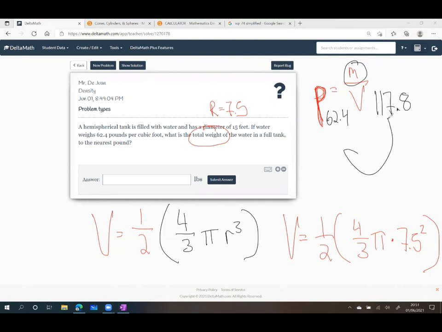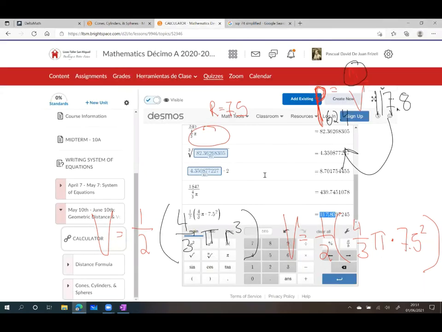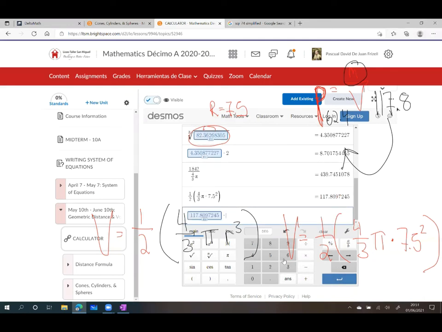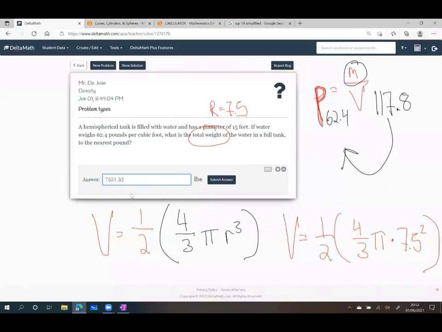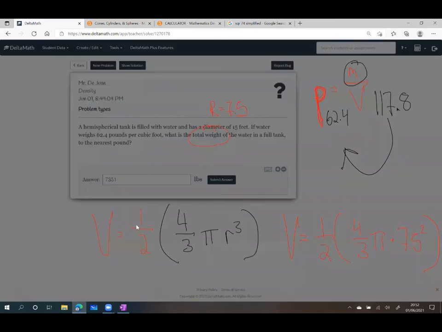We multiply the volume over. So 62.4 times 117.8. Well, we can just go to the calculator, use what we already know, and say answer multiplied by the same number of our density, 62.4. And there we have it, 7,531.32. Copy that number over here, and read it carefully: to the nearest pound, meaning whole number. .32 is closer to .51. So we type in this.